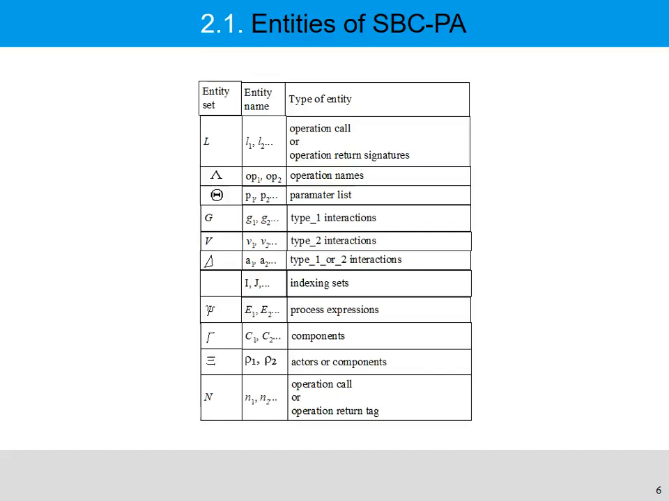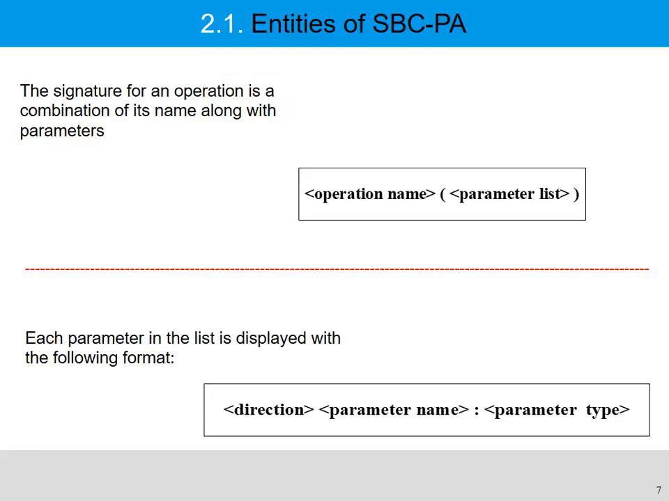Therefore, it has entities, tokens, syntax, and semantics of a language. SBC has many entities such as operation code or operation return signature, operation name, parameter list, and such. An operation signature is a combination of its name along with its parameters.